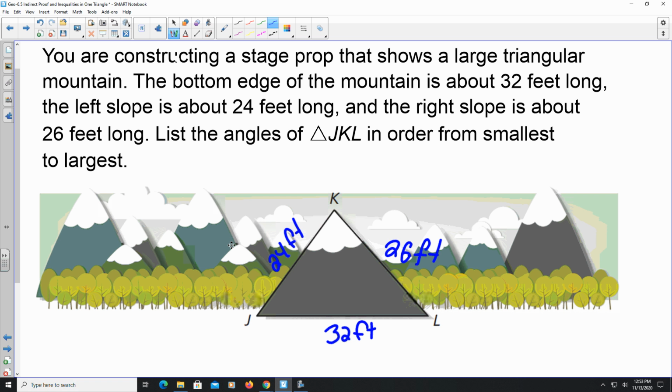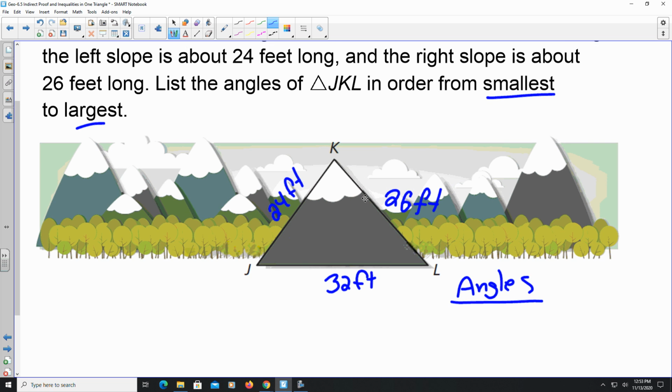They're asking us to list the angles of triangle JKL from smallest to largest. All right. So these angles from smallest to largest will be as follows. First thing I'm going to do is look for the smallest side. The smallest side right here is 24. The opposite angle in this case is angle L. So angle L is going to be my shortest angle.